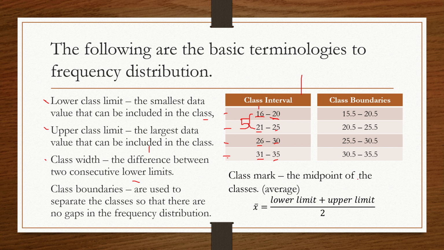Next is the class mark. So, when we say class mark, it is the midpoint of the classes or the average of the upper limit and the lower limit po. To determine the class mark, eto lang po, lower limit plus upper limit divided by 2. Para malaman mo po yung class mark. For example, ang class mark ng first class natin, 16 plus 20, 36. Okay, so divide by 2, that is 18. So, class mark po ng first class natin is 18. So, ganyan lang po kadali.